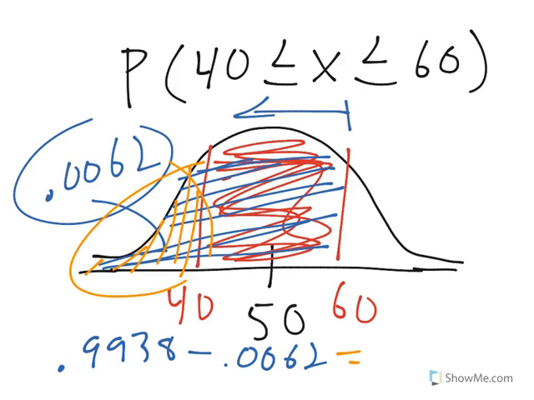So if I subtract these two numbers, I get 0.9876. So that's kind of how a lot of things we're doing this week.